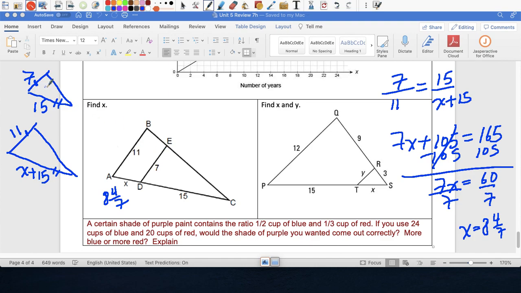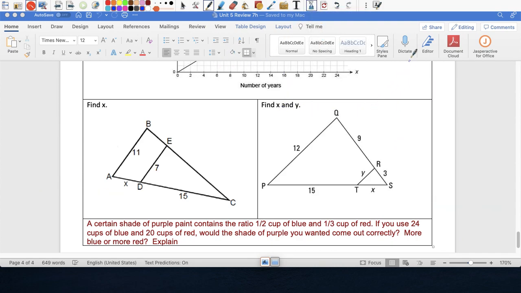That's 7. This is 15. That's okay. This is 11. That's x plus 15. That's okay. 7 corresponds to 11, as 15 corresponds to x plus 15. Yeah, looks right.